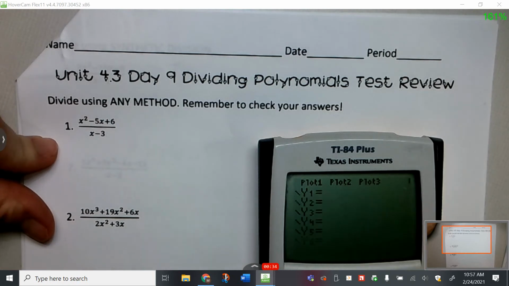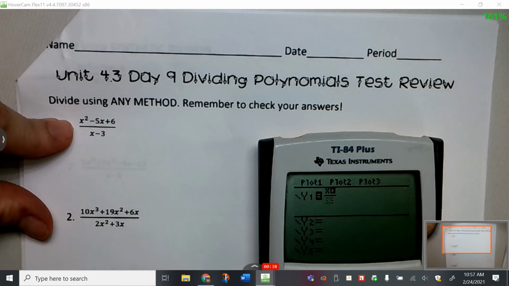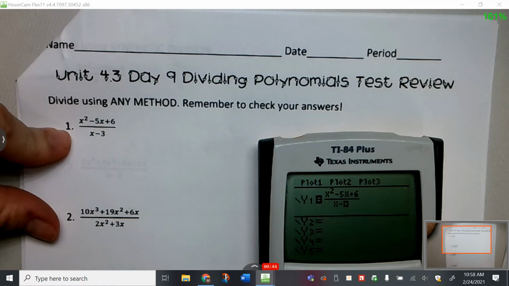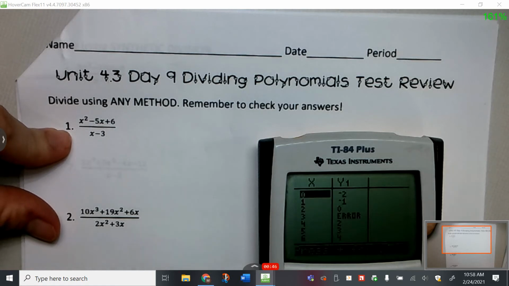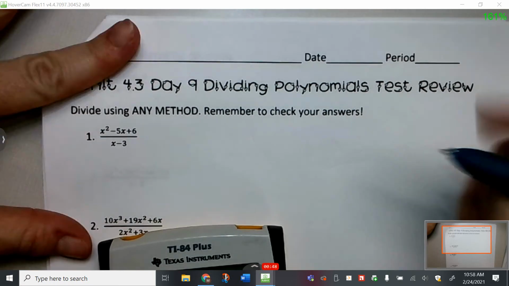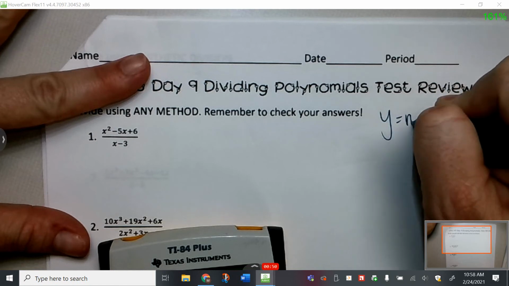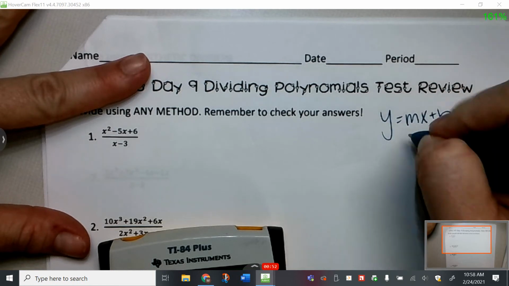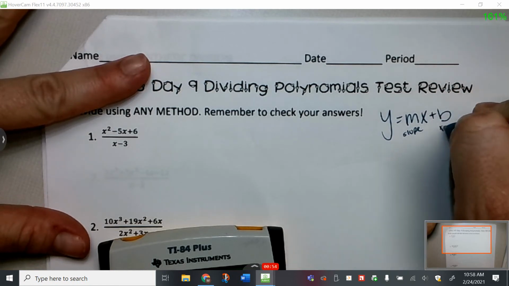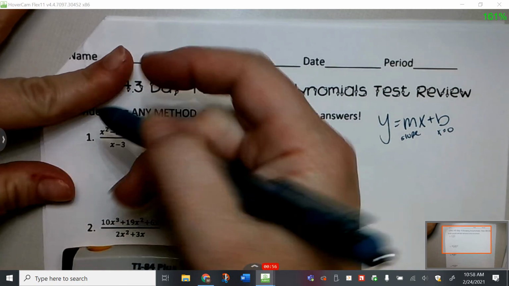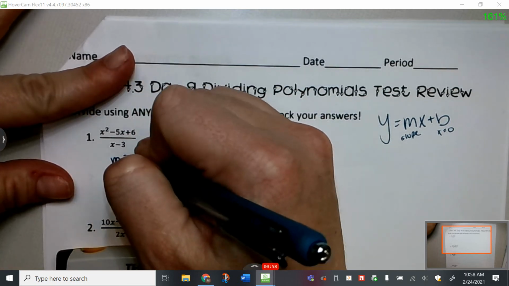So I'm going to go to y equals, alpha, y equals, enter. I'm going to type it just the way I see it: x squared minus 5x plus 6 over x minus 3. Second graph. Now remember, we're doing y equals mx plus b. This is your slope. This is where x equals 0. So we need to find m and b.